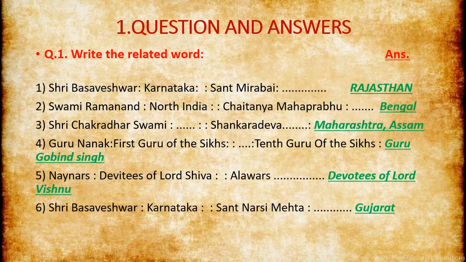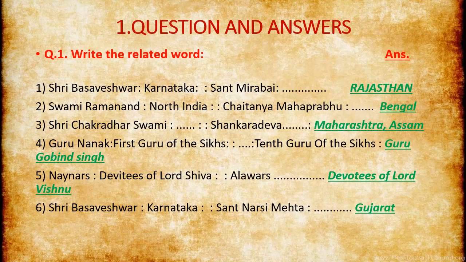Write down the correct spelling, children, when you are writing down the answer. Otherwise, you can pause the video and write the answer afterwards. But see that you are writing it now and completing it here only. Coming to the next one, students. See the second one. Swami Ramananda from North India. And Chaitanya Mahaprabhu, he started this Bhakti movement in Bengal. Write down the correct spelling, students.